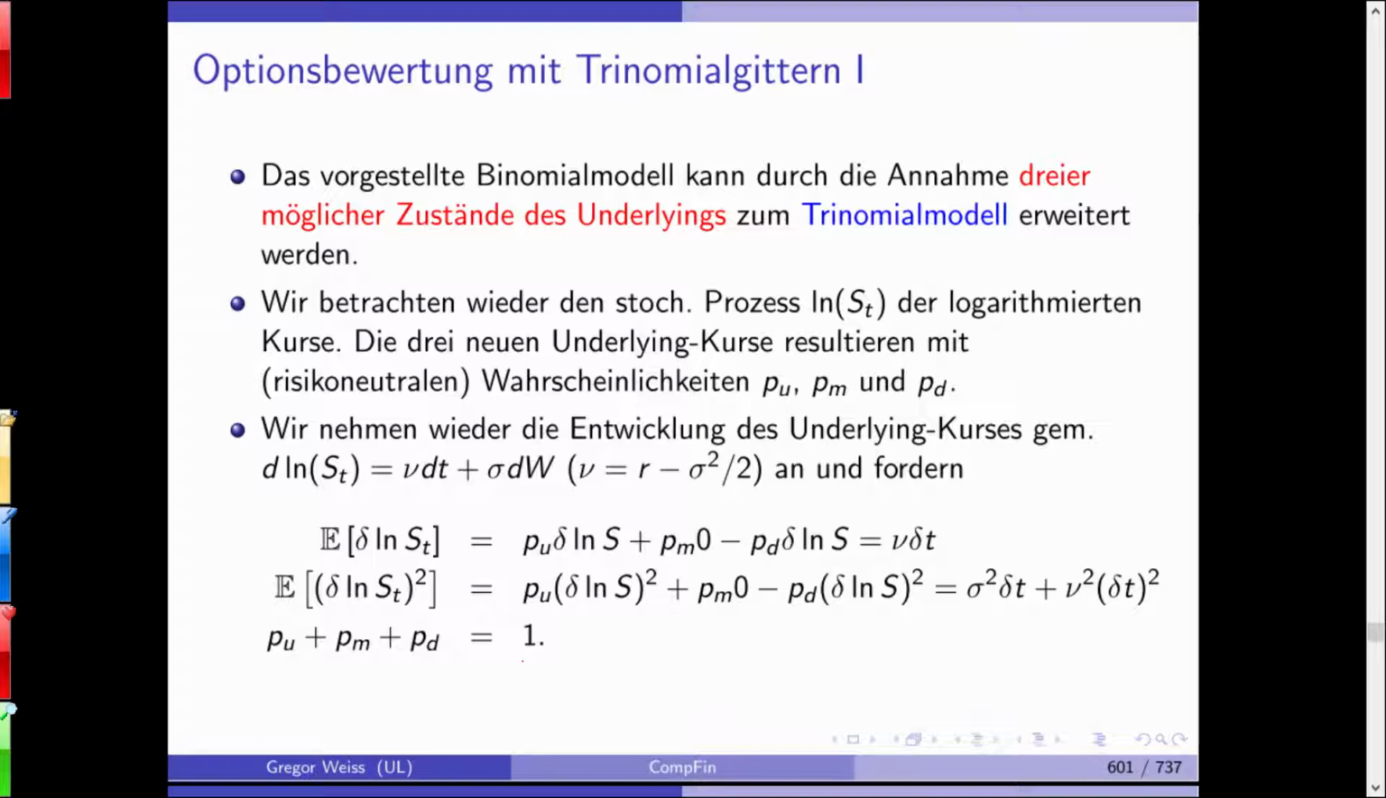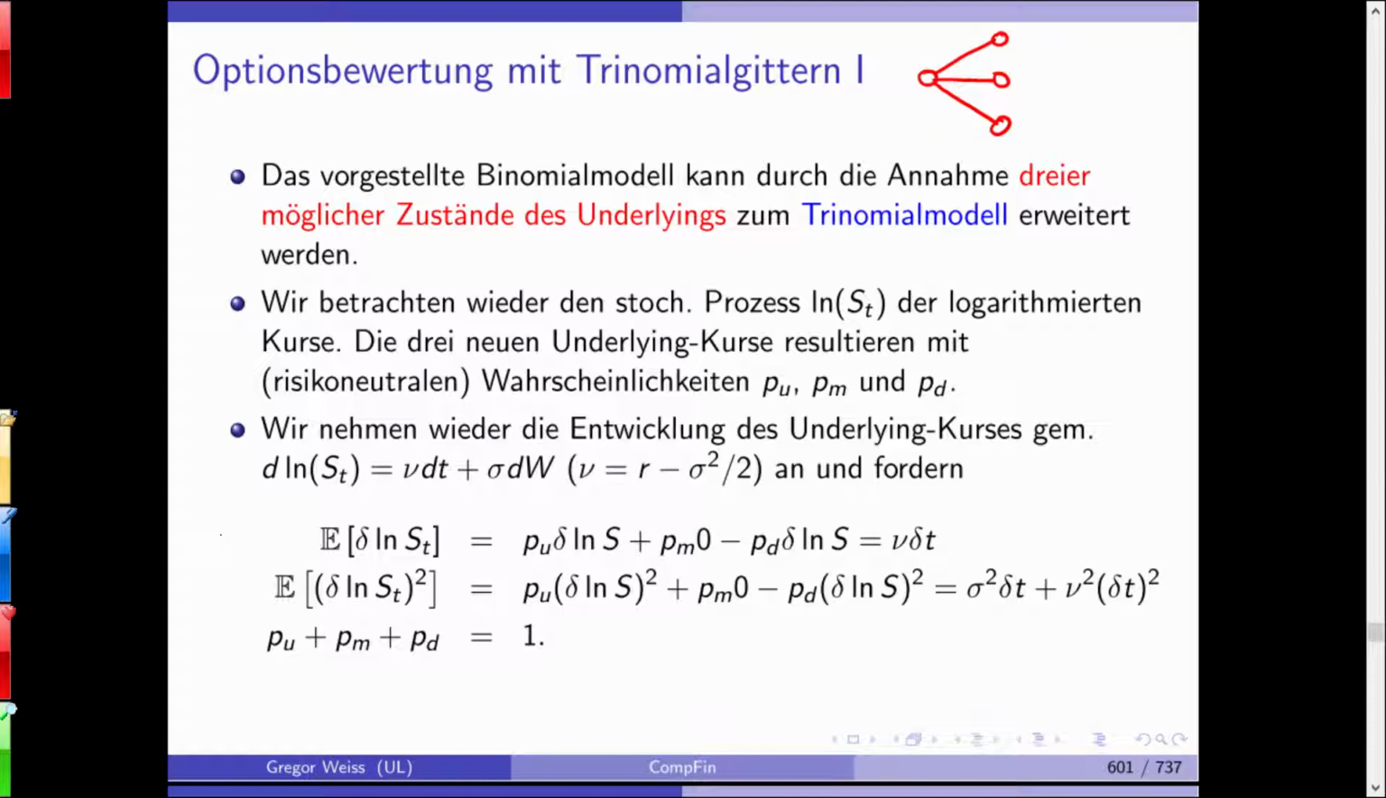Trinomial. A trinomial model is what? We've seen a binomial model. What is a trinomial model? A three-state model. The stock price can now go up, it can go down, and it can stay the same. That's the only difference between the binomial and the trinomial model. As you can see, it gets more complicated.